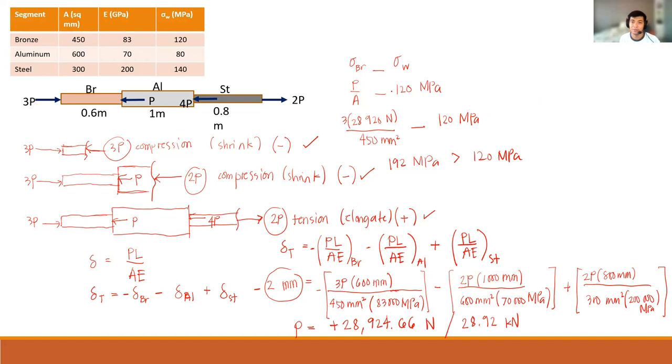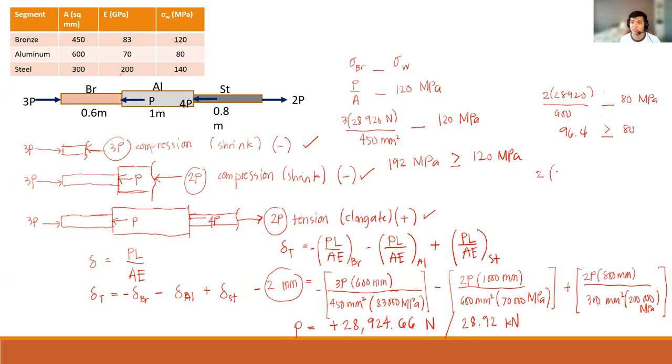So upon verification, the P should only be limited to that particular material, so that you don't break the other materials, right? So for example, for aluminum, that's 2P. So 2 times 28,920 all over, let's say, 600 against 80 megapascal. So 2 times 28,920 divided by 600. So it's 96. Still greater. So how about for steel?